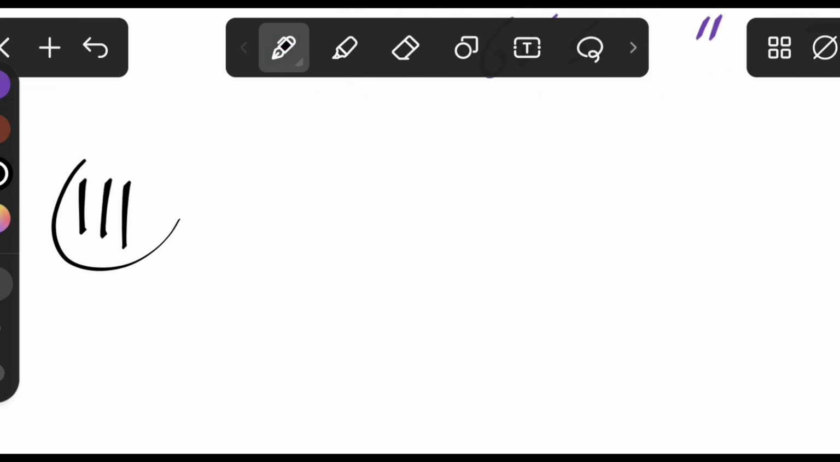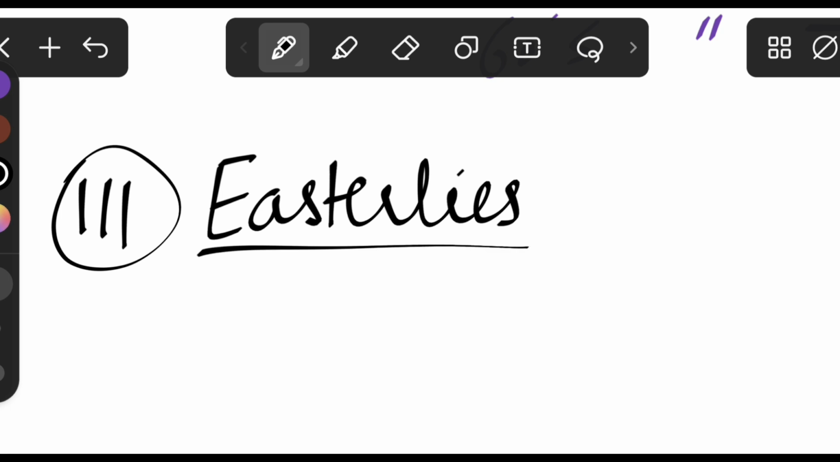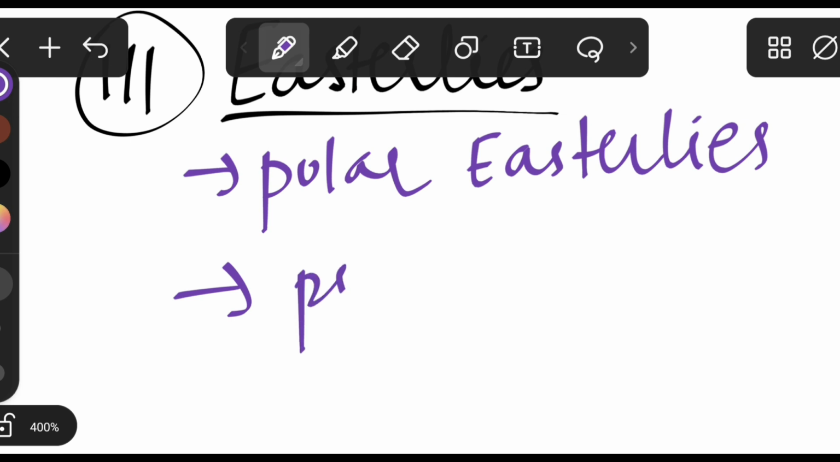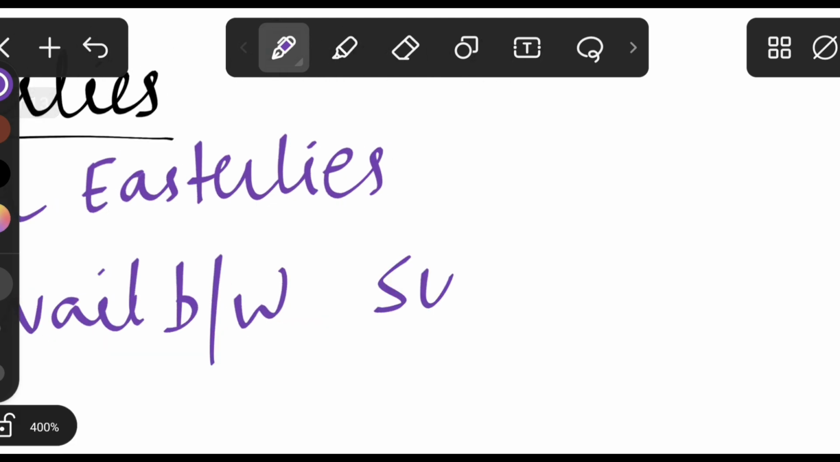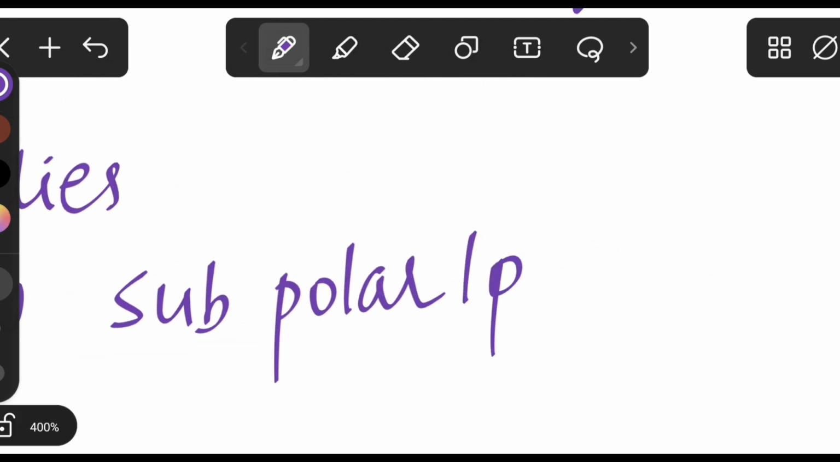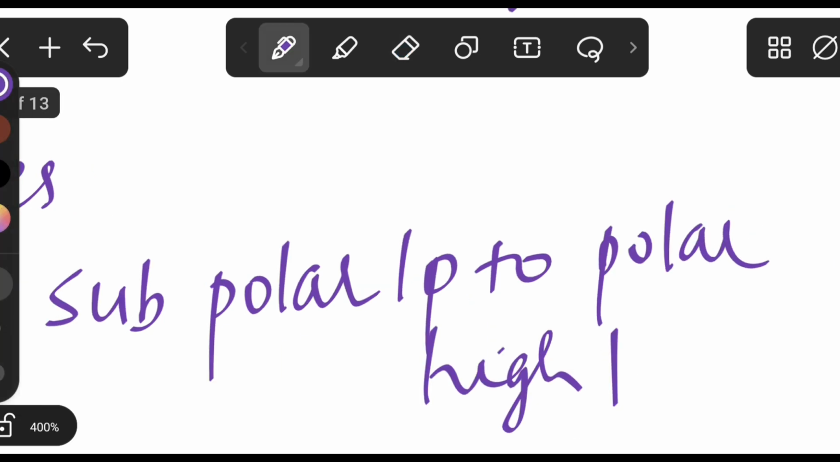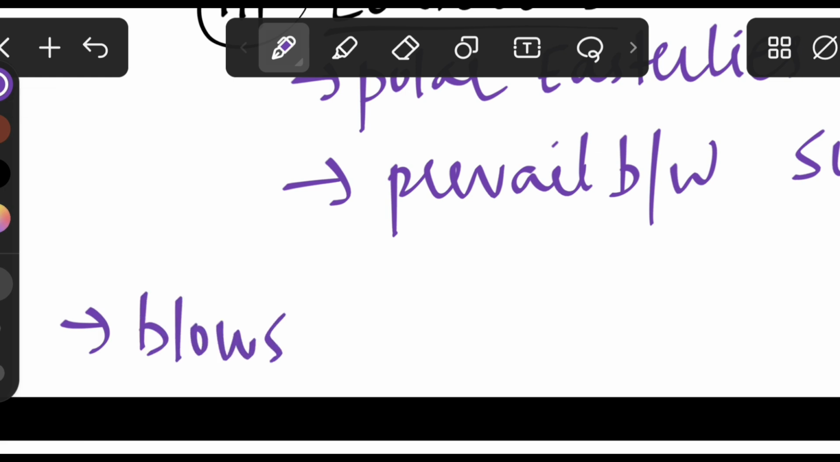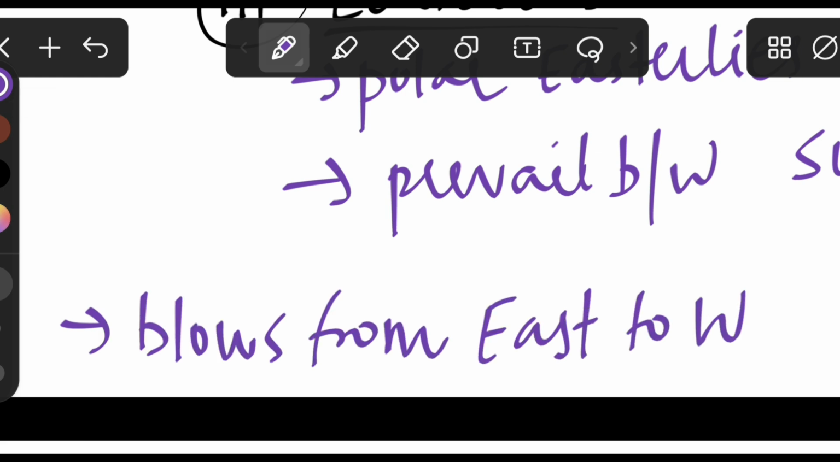Now the third global wind is easterlies. They are also known as polar easterlies, and they prevail from the polar high pressure belt to the subpolar low pressure belt in both hemispheres. They blow from east to west, so they are named easterlies. So this is all about the global winds, and that's all for today.